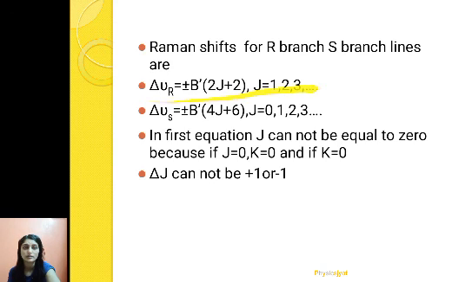So delta nu r, the Raman shift corresponding to R branch lines, is given by plus minus b dash 2j plus 2, where j varies from 1 and so on. And delta nu s, the Raman shift corresponding to S branch lines, is given by plus minus b dash 4j plus 6, where j varies from 0, 1, 2, 3 and so on. So in the first equation, j cannot be equal to 0, because if j is 0, k is 0, and if k is 0, delta j cannot be plus minus 1. So that is how here we have j starting from 1.